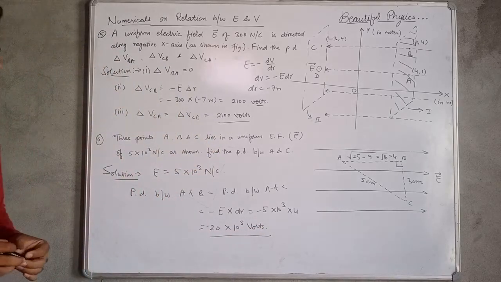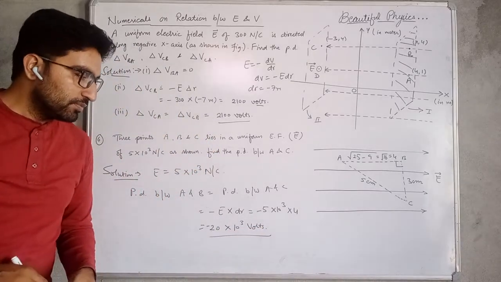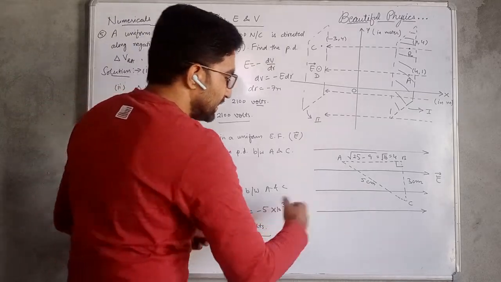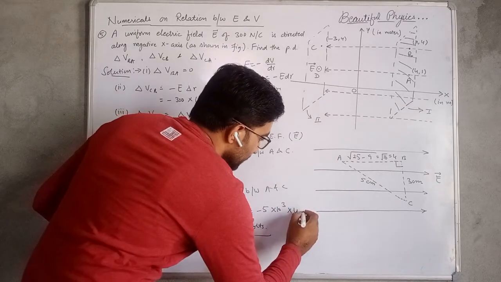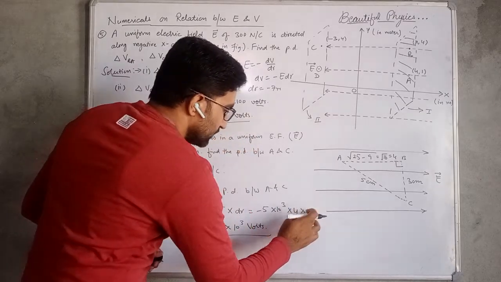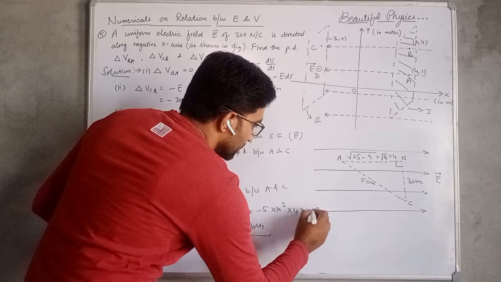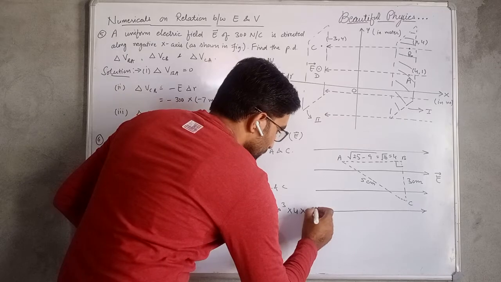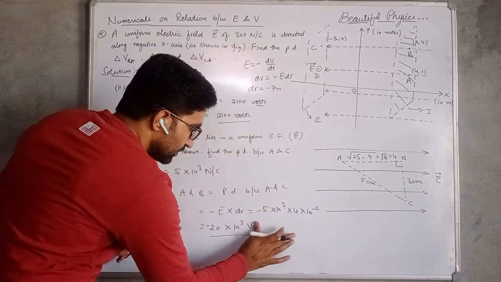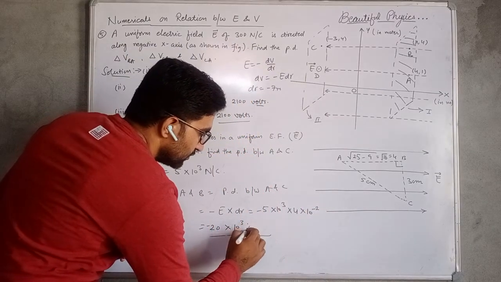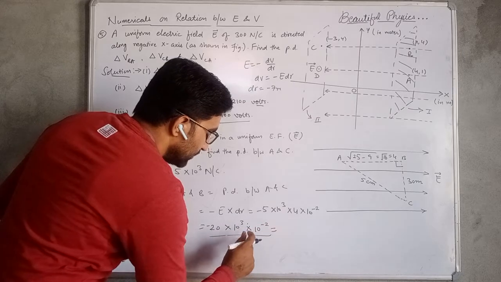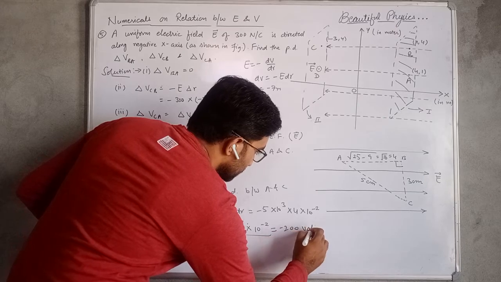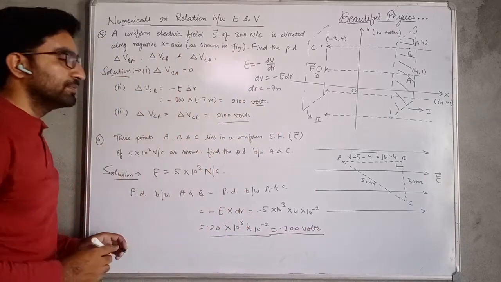It is equal to minus 20 into 10 raised to power 3. It is 4 centimeter. We have to convert it into meter. It will be 4 into 10 raised to power minus 3. Sorry, minus 2. Then the value will be minus 20 into 10 raised to power minus 2... I mean, 10 raised to power 3 times 4 into 10 raised to power minus 2, and it will be equal to minus 200 volts. Okay.